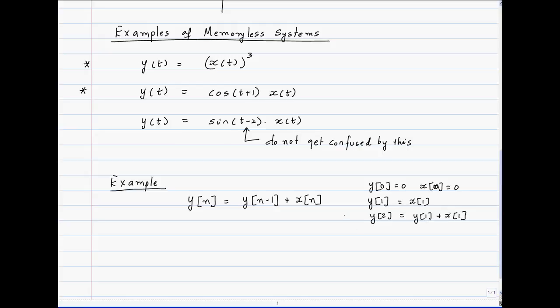If you just look at this here, it appears as though y of 2 depends only on x of 2. But the problem is y of 2 depends on y of 1 also, which in turn depends on x of 1. So actually y of 2 is x of 1 plus x of 2. So the system does have memory.